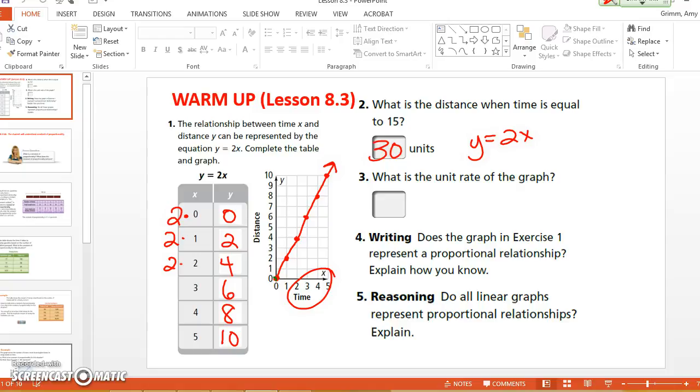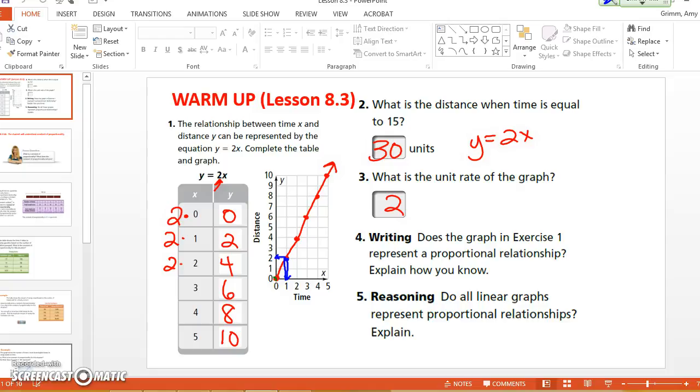What is the unit rate of this graph? 2 to 1 or 2, either one. Because it's right here. Unit rate's the same thing, plus, look right here. It says here's 2. So every one, this doesn't tell us what it's in, 1 second, 1 minute, I don't know. But every time you go 2. So it's 2, or 2 over 1.